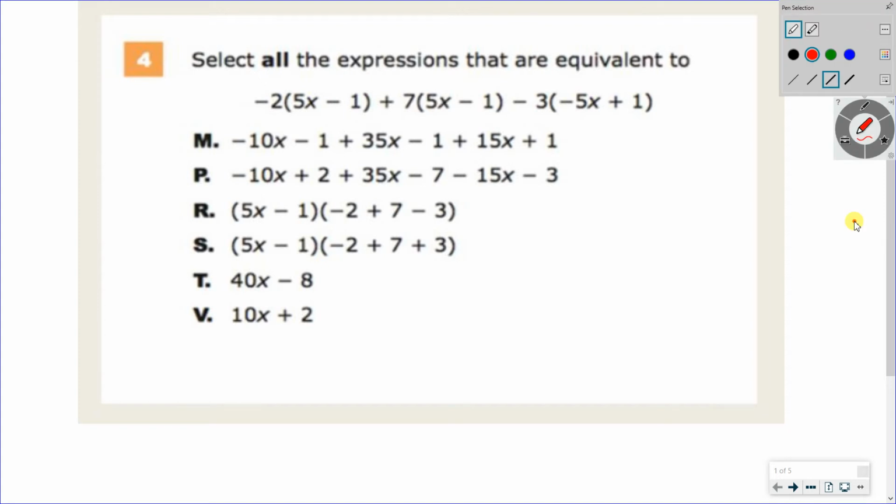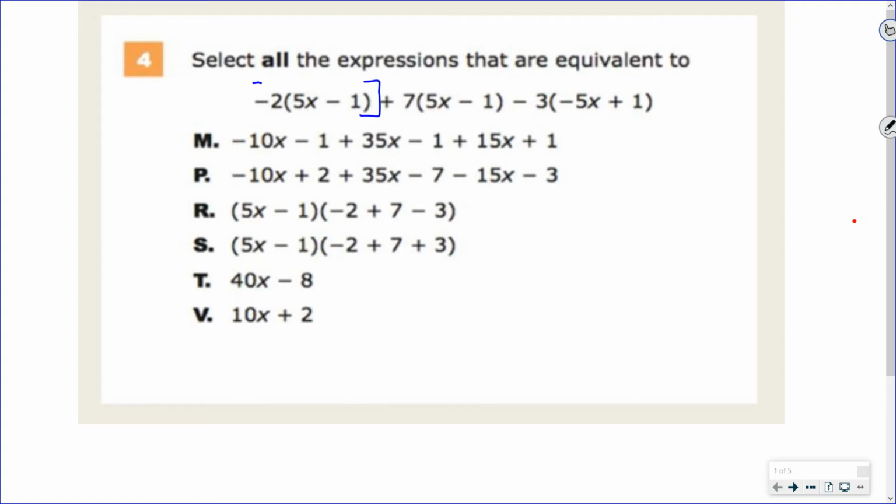So here we go. Let's go with blue, shall we? When I say 3 individual terms, I mean this here is a term right here. Then this 7 and that becomes a term. And then the negative 3 here goes with this as a term. So we have to use the distributive property.